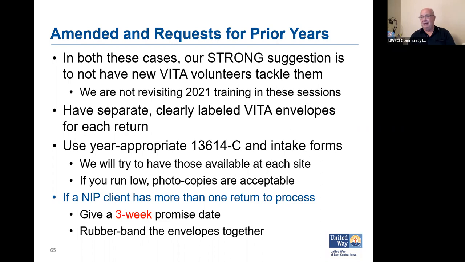If an NIP client, somebody who comes in not in person, has more than one return to process, I think we need to give them a 3-week promise date. If we're going to do more work than normal, we're going to take an extra week. Because of COVID and all the other stuff going on, maybe I'm wrong, but I think we will get more prior year requests than we have previously. I think we'll get a reasonable number of them.